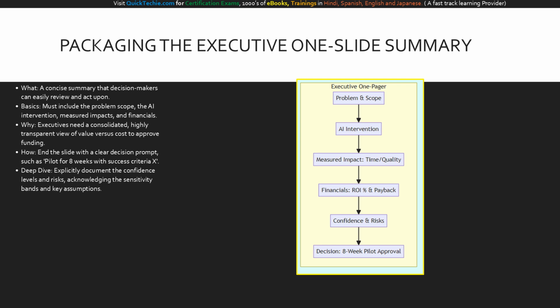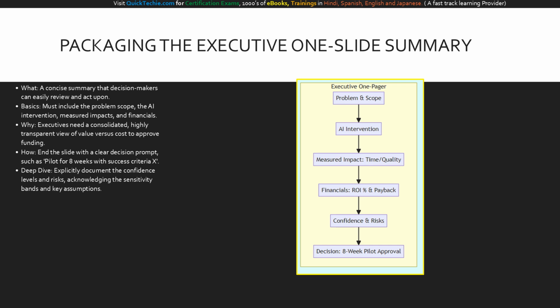How do you structure the close? You must end the slide with a clear, actionable decision prompt, such as pilot for 8 weeks with success criteria X and scale to Y units on pass. Diving deeper, do not hide the risks. Explicitly document your confidence levels and the risks involved, acknowledging the sensitivity bands and key assumptions you made regarding adoption and TCO. Complete transparency wins approvals.